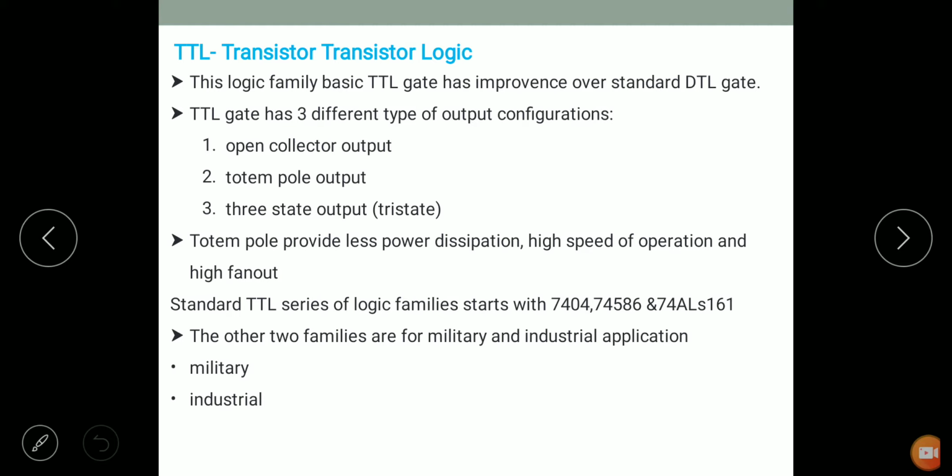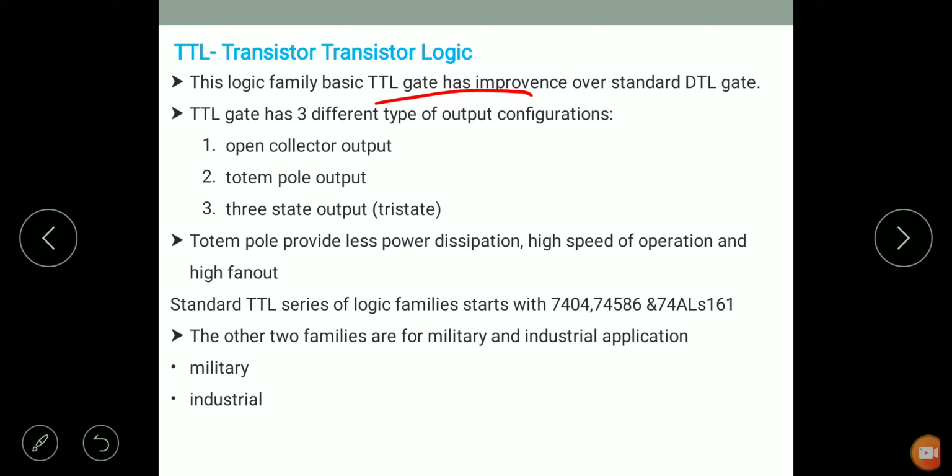TTL, these logic family basic TTL gates have improvements over the standard TTL gate. A TTL gate has three different types of output configuration. First is the open collector output, second is the totem pole output, and third one is the three-state output, that is also called tri-state. Totem pole provides less power dissipation, but it provides high speed of operation and high fan out. What is meant by fan out, we will see in the characteristics of logic families.